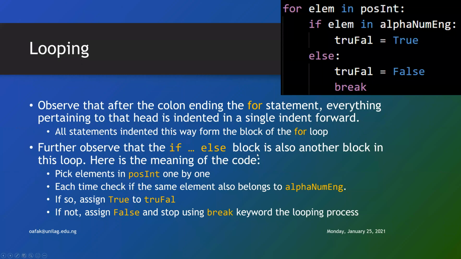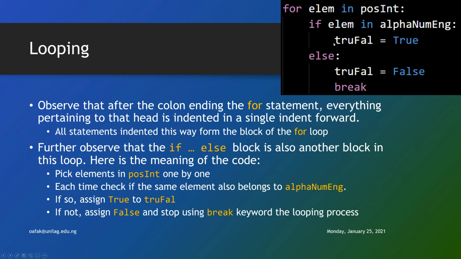Further observe that the if else block is another block in this loop. Here is the meaning of the code. Pick elements in POSINT one by one. Each time, check if the same element belongs to alphanumeric set. If so, assign true to the variable. If not, assign false. And using the break keyword, the looping proceeds. Okay, so you go again. This break would make it go and pick another one.